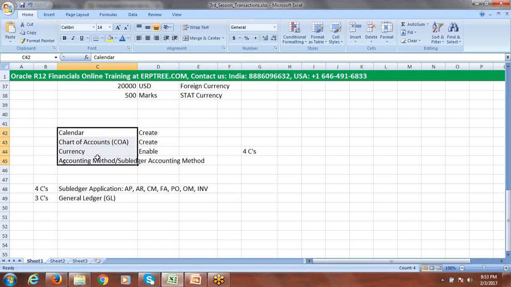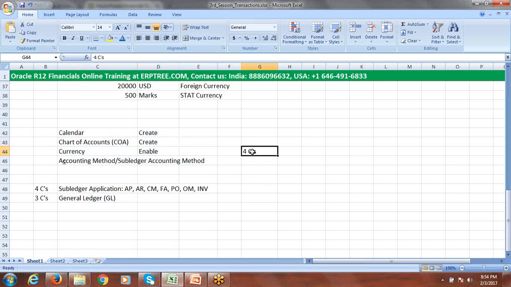Out of 4 C's, when we are going to work on the system, how many do we have to create? Only 2. Calendar we have to create, and chart of accounts we have to create. All currencies are available, you have to enable them. The accounting method is also available, you can use it. How to use it and all, we'll be discussing.